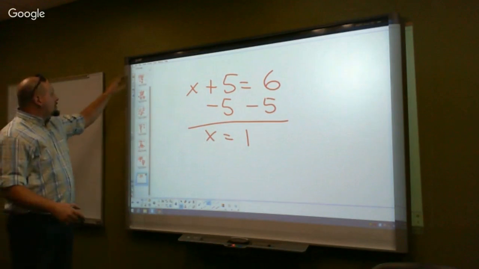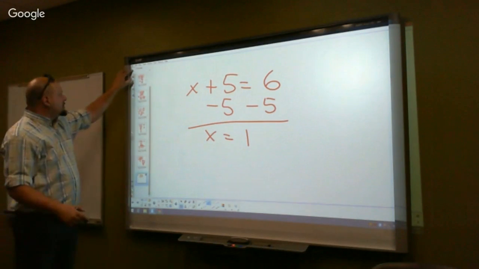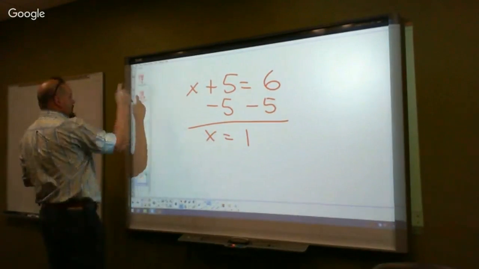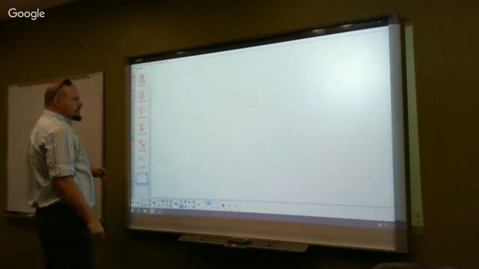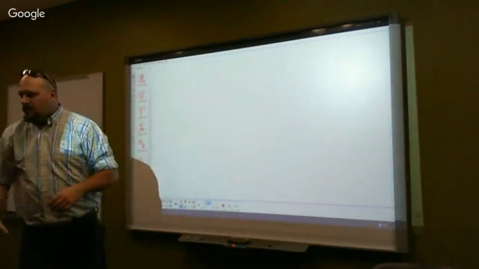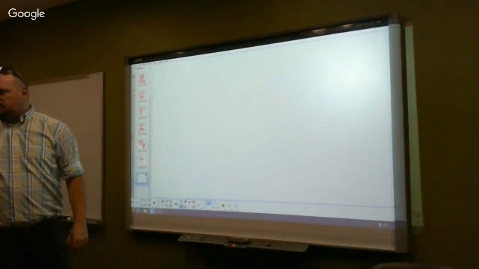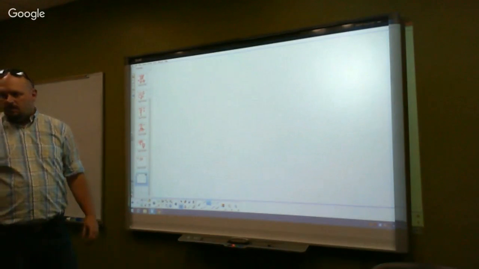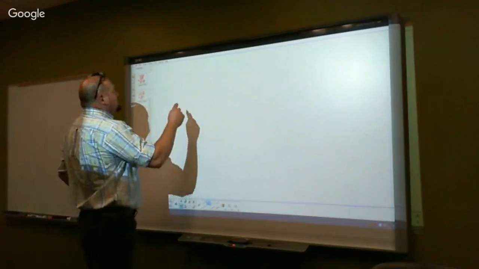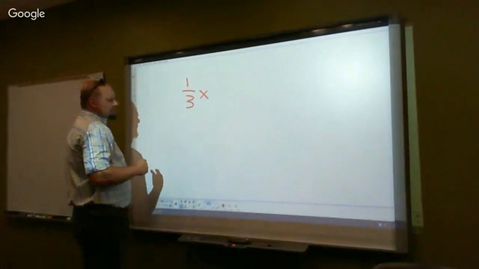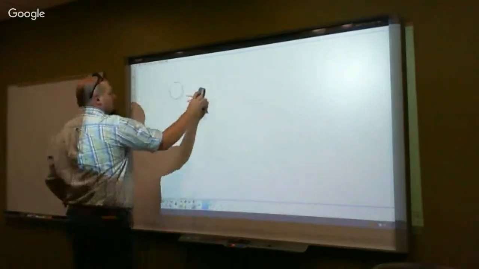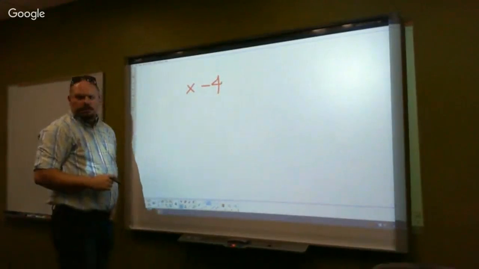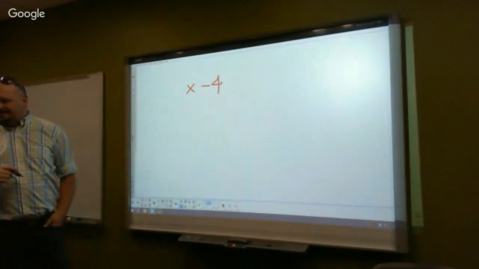Okay, can we do this problem? Sure, here we go. So they're linear equations, right? We're gonna solve for x for this one. So we got 1/3 x minus 4. I'm reading it backwards to you. Okay, 4 less than a number.